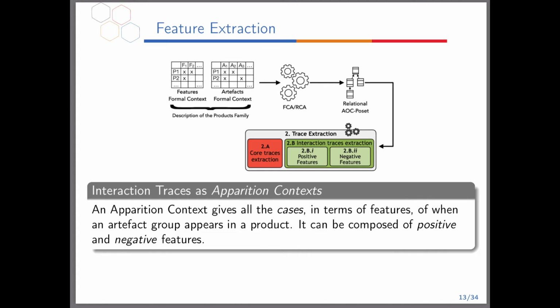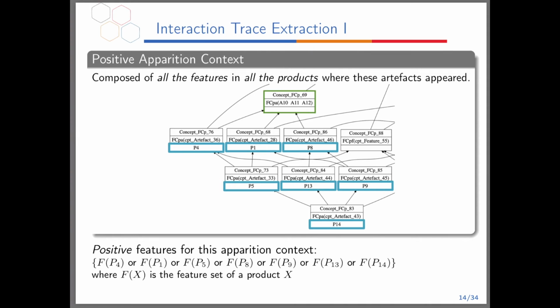To build the interaction trace, we introduce the notion of apparition context. An apparition context gives all the cases, in terms of features, of when an artifact group appears inside a product. It can be composed of either positive or negative features. First, we extract the positive features of an apparition context. These are the features mentioned to be inside the product when a group of artifacts is also present. To obtain them, we look at all the products where the artifacts have appeared, and we collect the features mentioned inside all of these products.